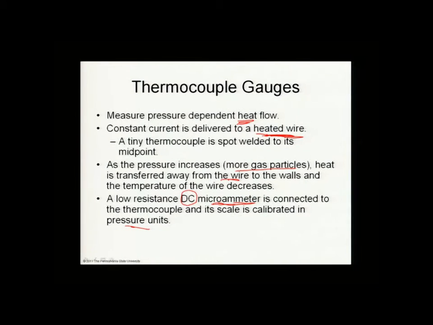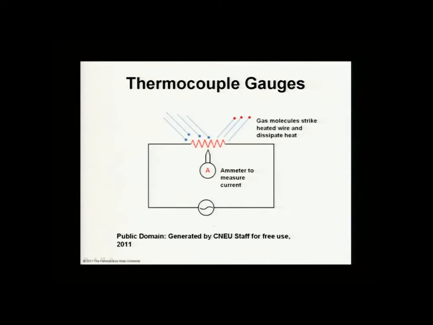So it works on the fact that molecules, the more of them that you have, the more easily heat can be removed. The fewer you have, the less easily heat can be removed. Therefore, the removal of heat is a measure of the pressure. And so here's a schematic. You see the gas molecules in the vacuum. So this is our vacuum system up here.